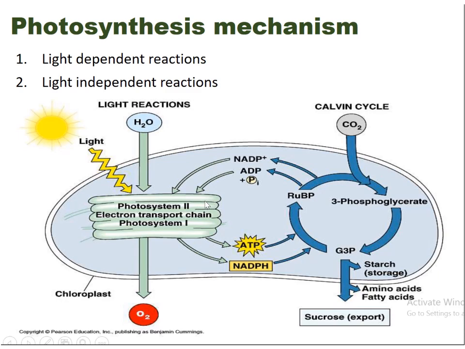The British physiologist Blackman, in 1905, divided the photosynthesis reaction into two parts: the light dependent reaction and the light independent reaction. The light dependent reactions are held in the thylakoid grana of the chloroplast in the presence of light, and the light independent reactions are held in the stroma, that means the matrix of the chloroplast, in the absence of light. The light dependent reaction produces ATP and NADPH2, and the light independent reaction utilizes these products to produce carbohydrate.